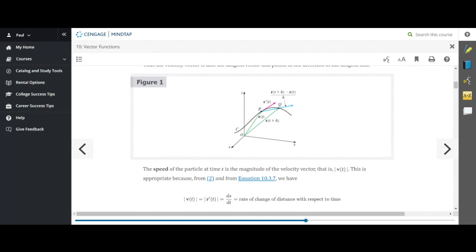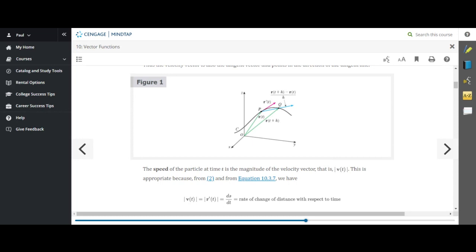And as you let h get smaller and smaller, what's going to happen? The point Q is going to approach the point P, and the blue vector is going to converge to that red r prime of t vector, which is your velocity vector. So remember, if you have an object moving along some path, the velocity vector is always tangent to the space curve.